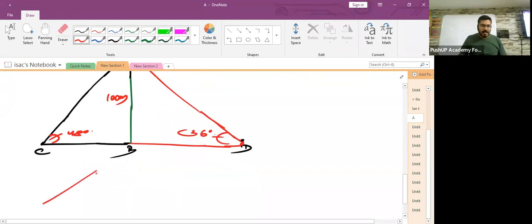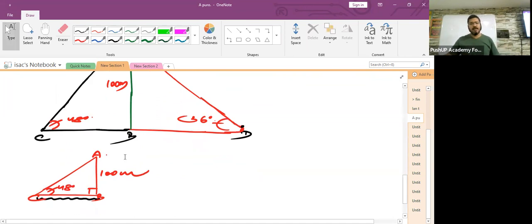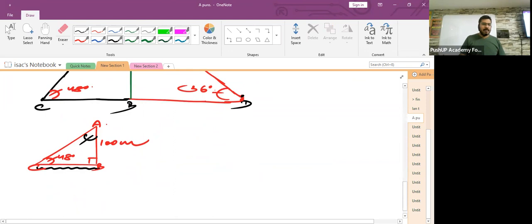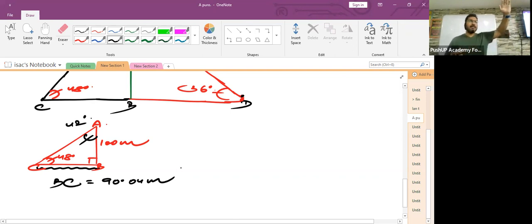You take the first right angle triangle, which is ABC, where this angle is 90, this angle is 48, this side is 100 meters, and you will try to figure out how much is BC. Definitely you are going to go with the complementary angle 42 degree and you are going to apply tan function and you will be getting BC is equal to 90.04 meters. The same thing which you did in the first scenario, isn't it?